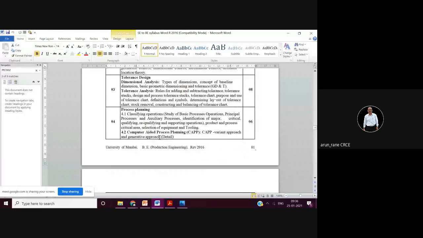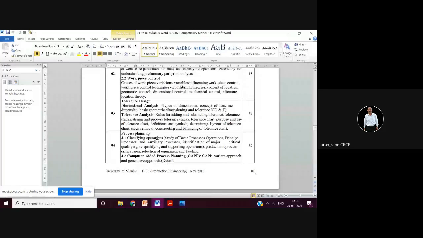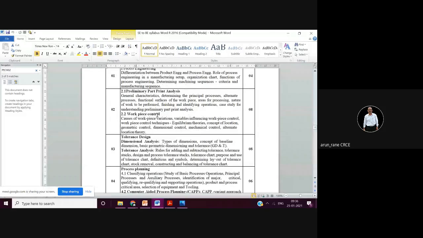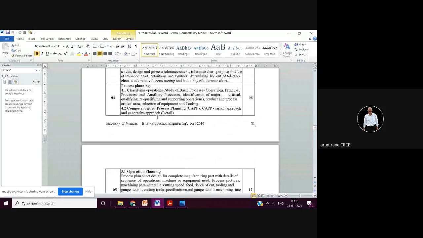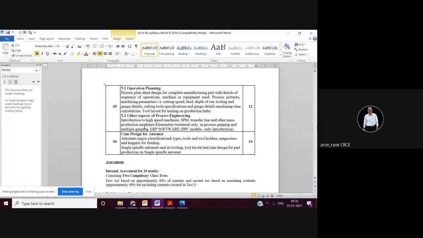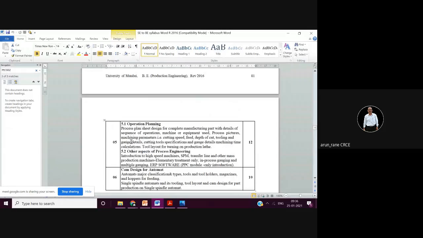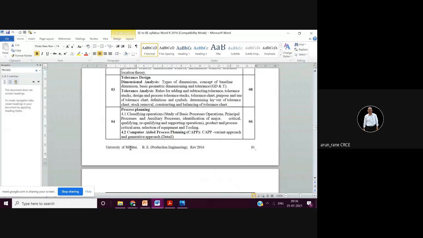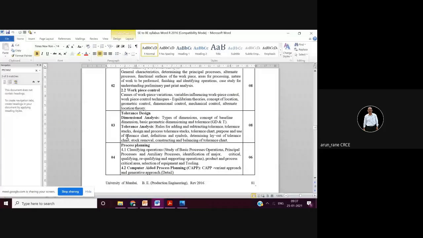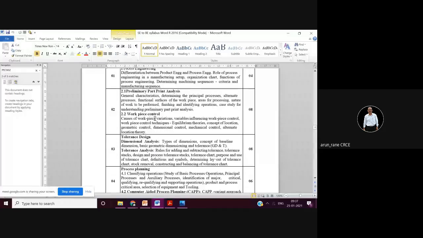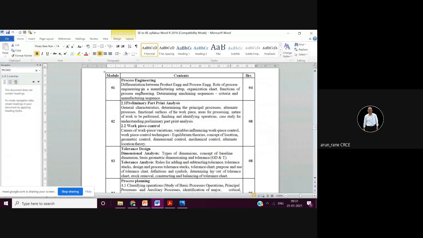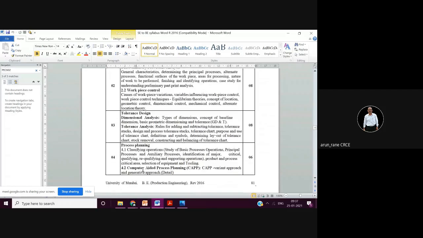Then preliminary part print analysis, that is again a long question, so that is 20 marks. So that goes to 60, and then 20 marks for the cam design, so that is 80. So these are all big questions: cam design 20 marks, operation planning and process planning 20 and 20, that is 40, and then preliminary part print analysis, that is 20. So that comes to around 80 marks, and then 40 marks will be totally theory, short notes, for process engineering, then tolerance design, and these are the remaining questions.